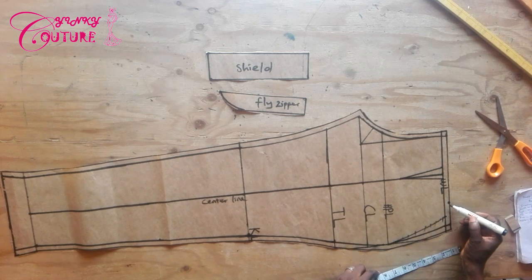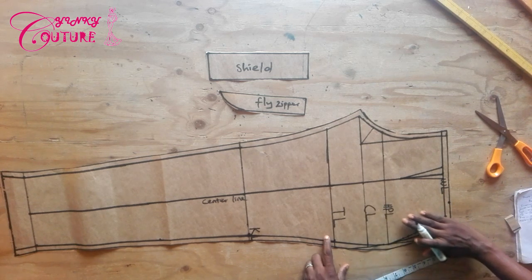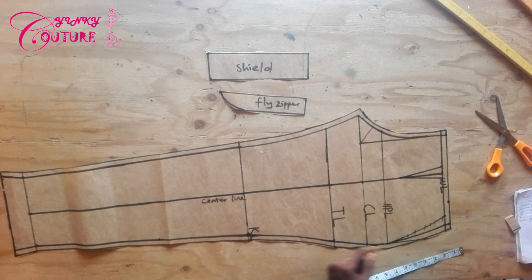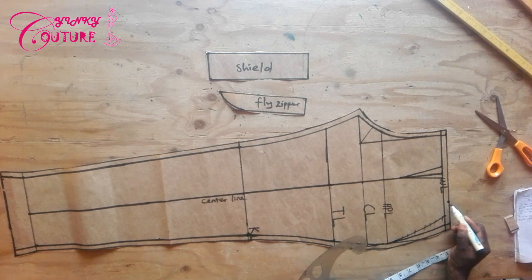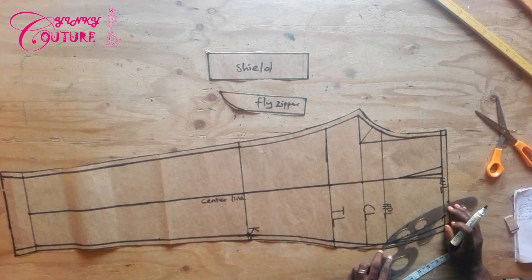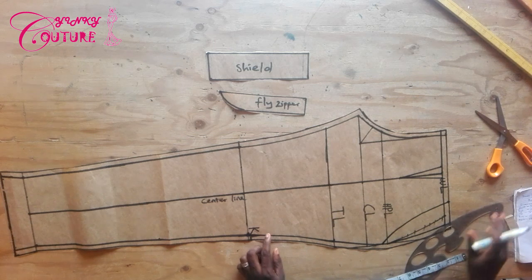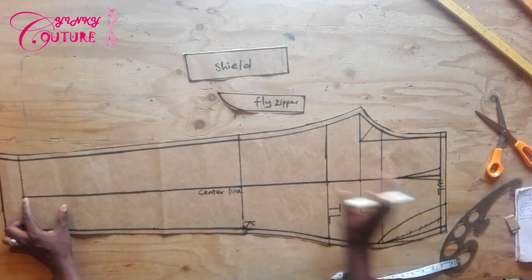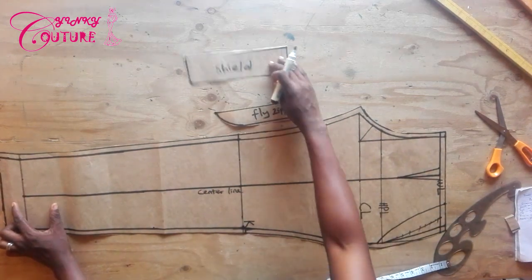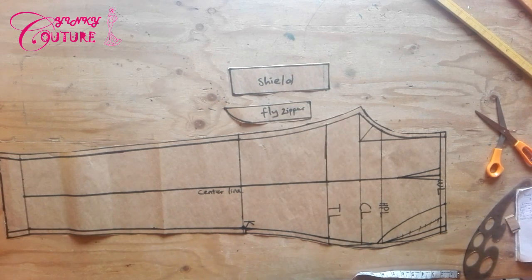I want to create the pocket hole where you can insert your hand like this. So it must be something that can accommodate your hand. With that, I'm going to link this to this. You can use your free hand to do that, just to create the pocket hole curve. As simple as that. So I have my trouser cut out now, and the zipper fly and the shield cut out also. So we have the pocket now. The side pocket has been created now.